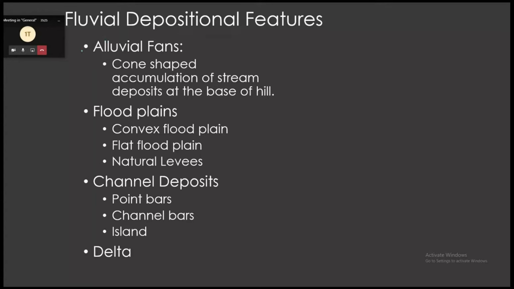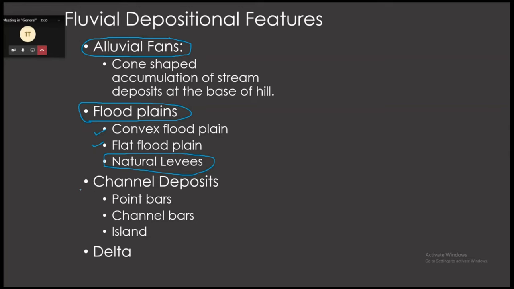One we call an alluvial fan. Alluvial fans are cone-shaped accumulations of stream-deposited sediment at the base of the hill. And floodplains are in the middle region, where sediments are deposited on either bank of the river. So there are three different varieties of banks: floodplains, and either convex or concave. And there is one feature we call a natural levee. This is a comparatively elevated surface towards the river.